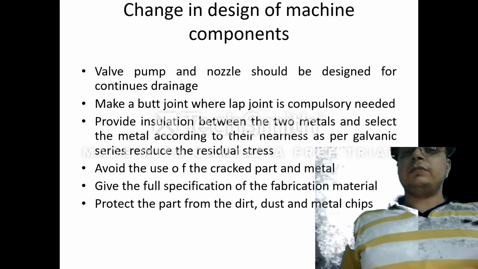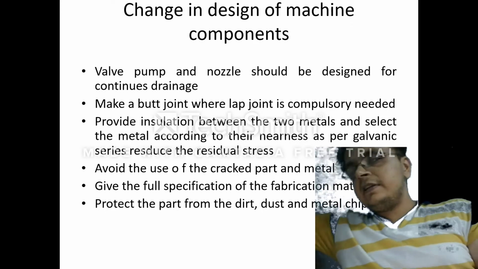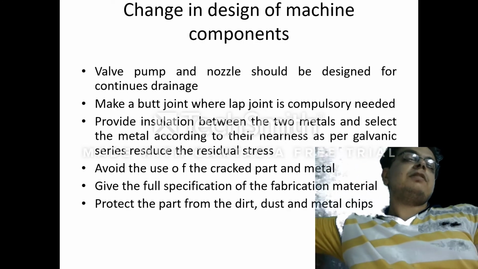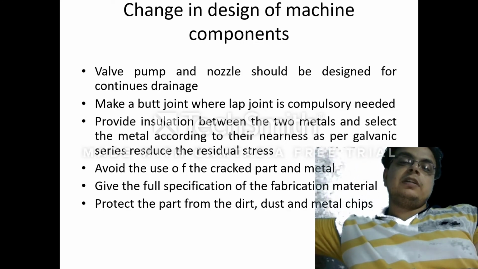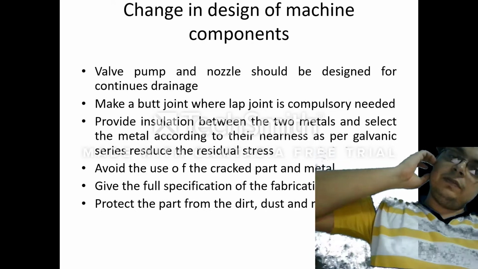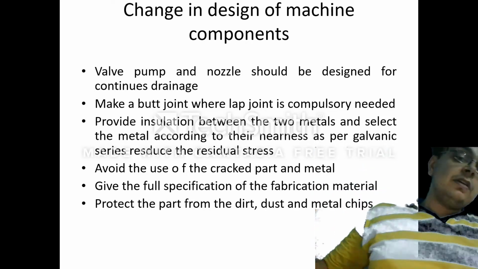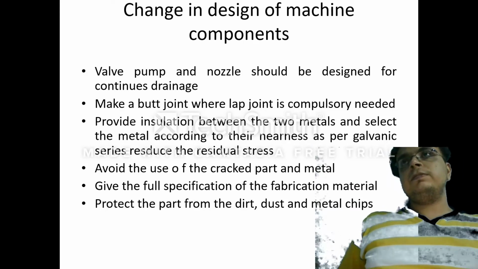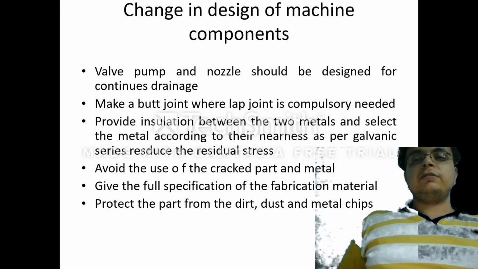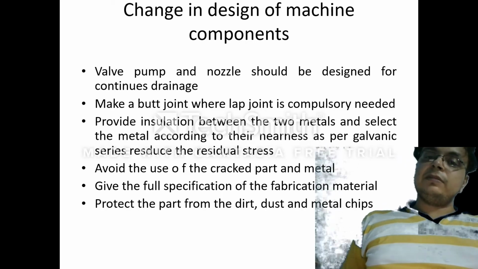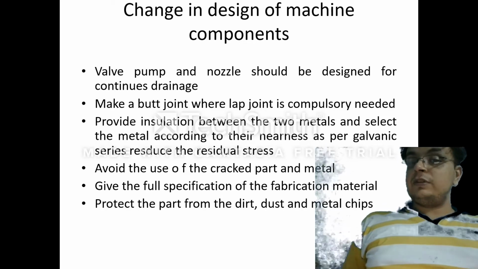Change in the design of the machine. While designing or planning a machine, various steps are required to be taken so that there will be no further change to it in the future. We have the valve, pump and nozzle. This valve, pump and nozzle should be properly designed so that there will be continuous drainage. Butt joint is very much needed where lap joint is needed.